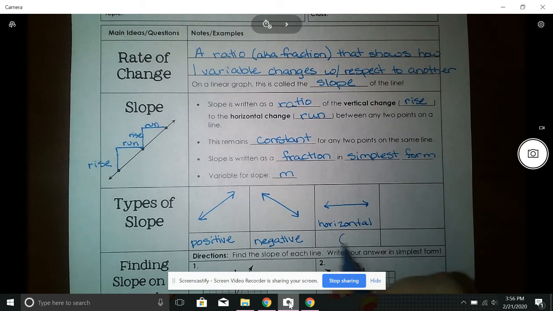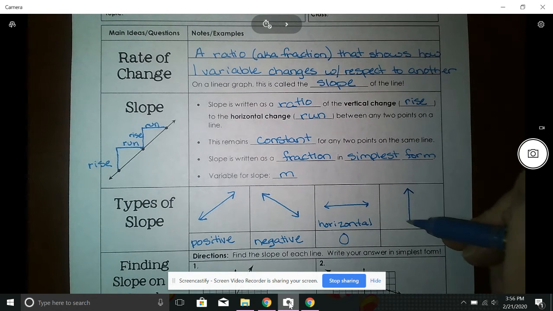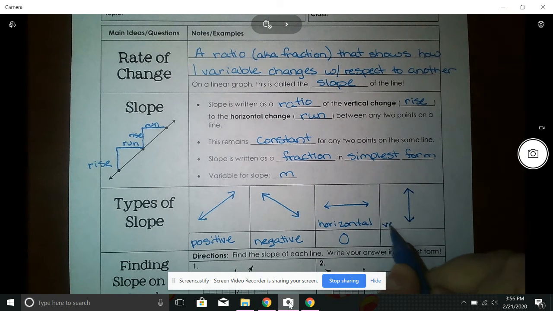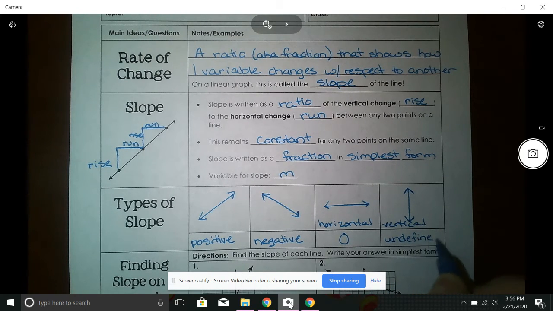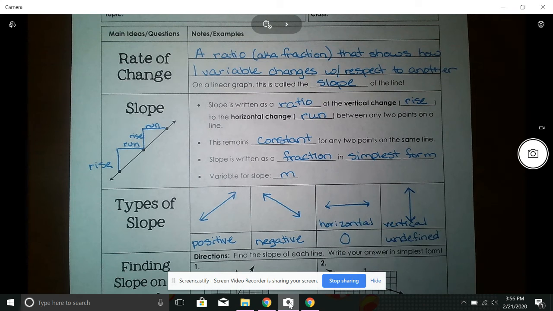A flat line, a horizontal line, has a 0 slope because there is no rise but infinite run. And a vertical line has something called undefined slope. And that's because it has 0 run, so a 0 would be in the denominator, and infinite rise. So let's see some examples.